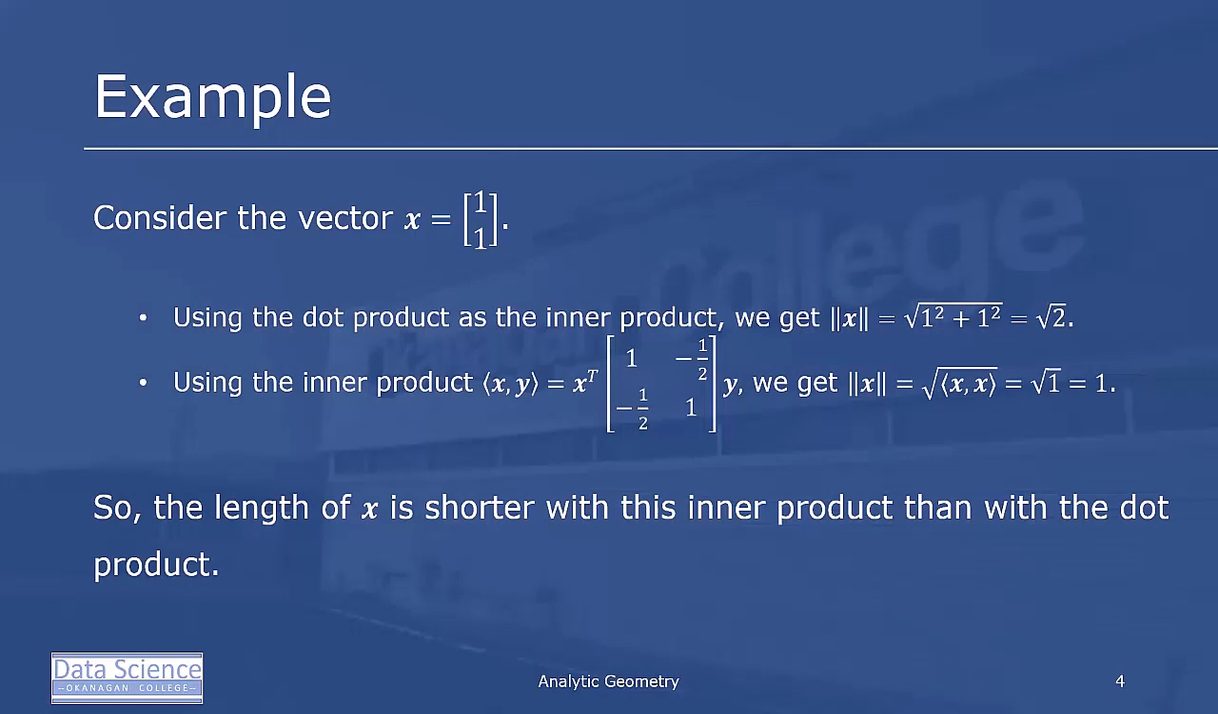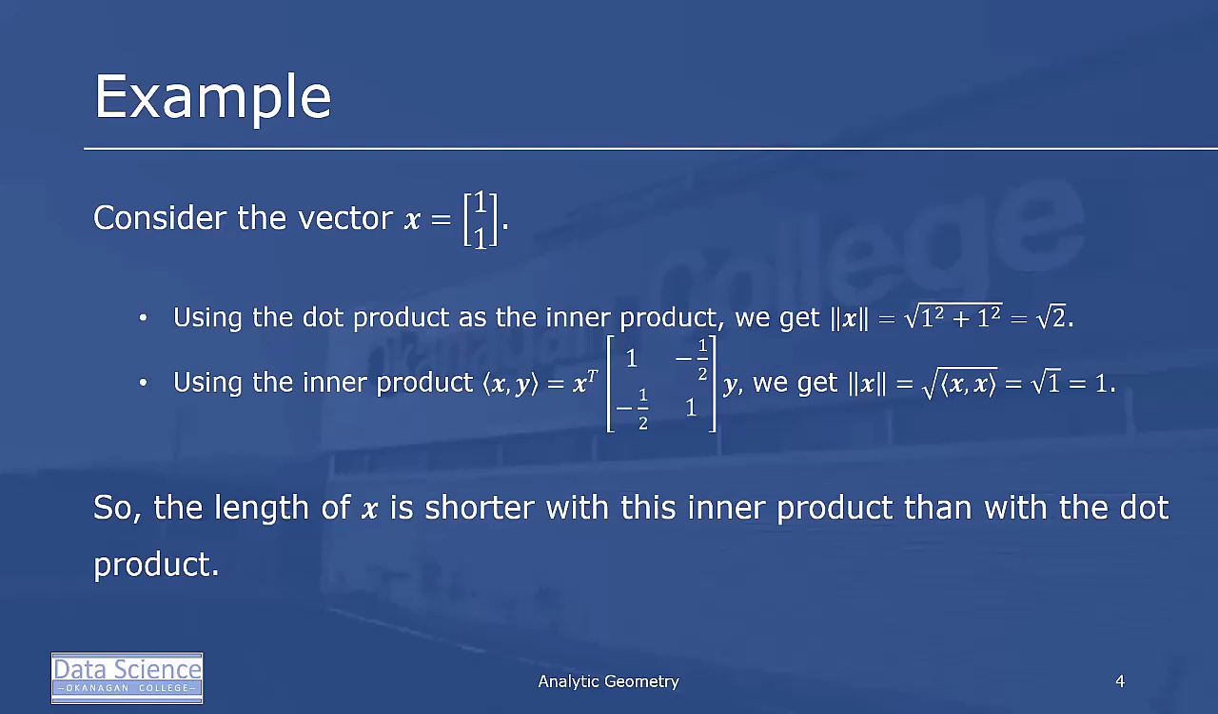In geometry, we're often interested in lengths of vectors. We can now use inner products to compute these lengths. So let's consider the vector (1, 1). Using the dot product, the norm of x is the root of x transpose x, which is equal to the root of 1 squared plus 1 squared, which is equal to root 2.